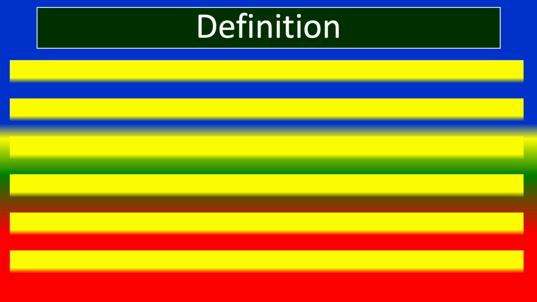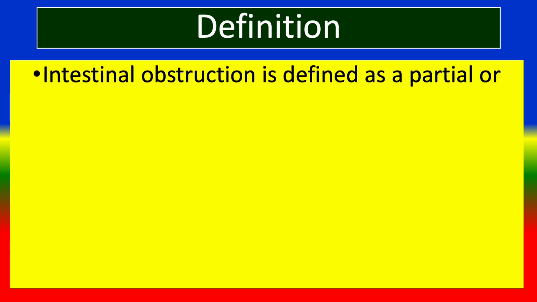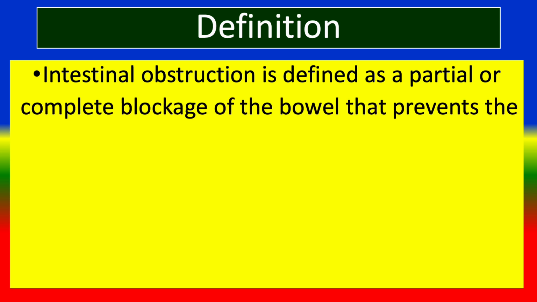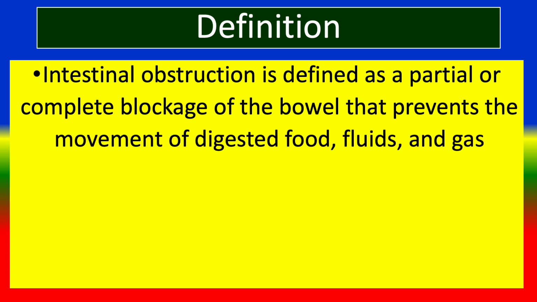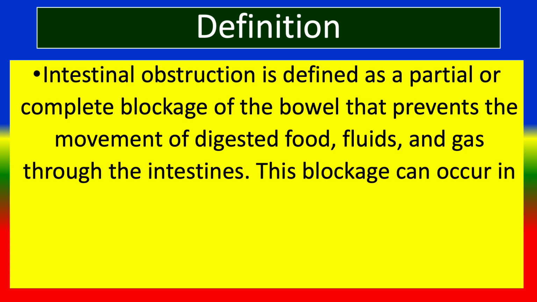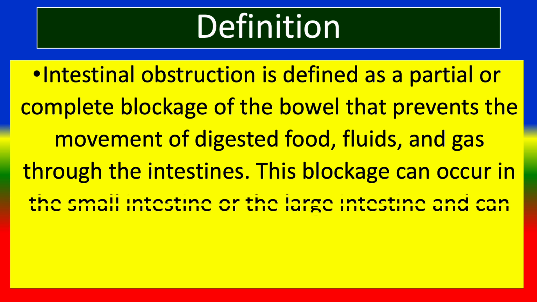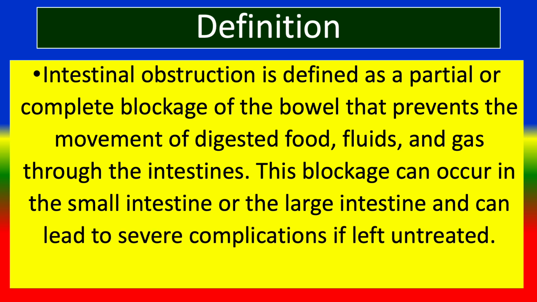A definition. Intestinal obstruction is defined as a partial or complete blockage of the bowel that prevents the movement of food, fluids, and gas through the intestines. This blockage can occur in the small intestine or in the large intestine and can lead to severe complications if left untreated.